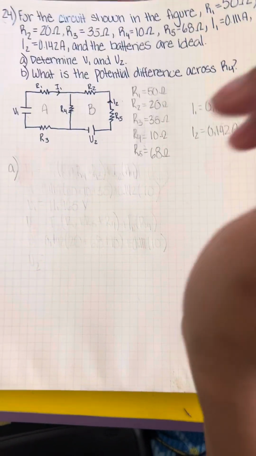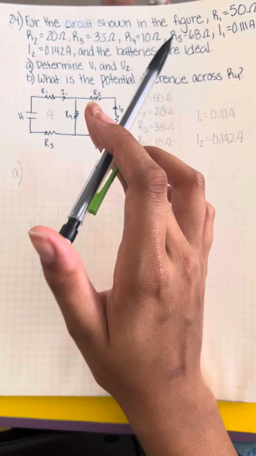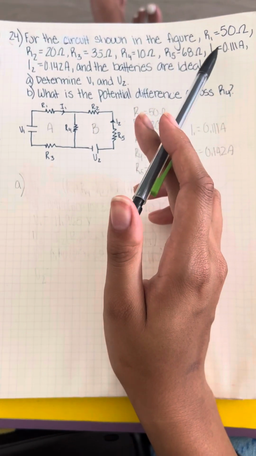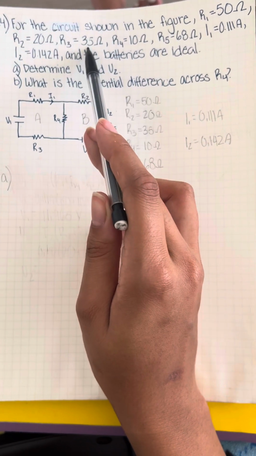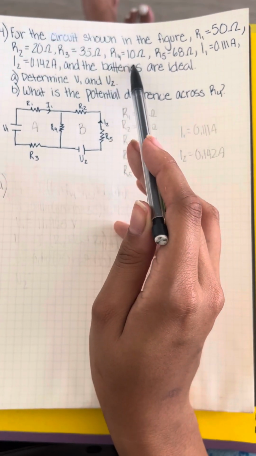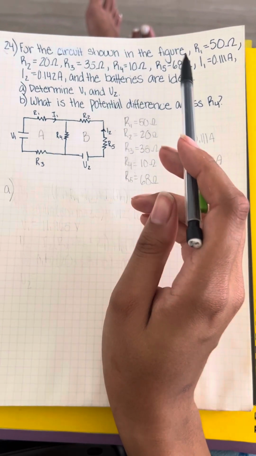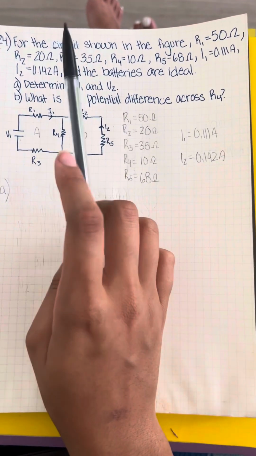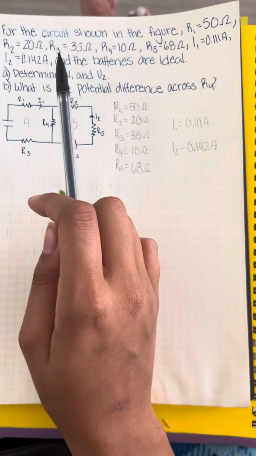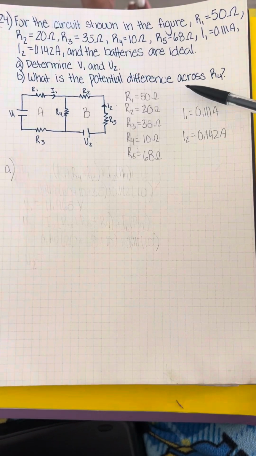But the question says that the current shown in the figure for resistor 1 equals 50 ohms, resistor 2 is 20 ohms, resistor 3 is 35 ohms, resistor 4 is 10 ohms, resistor 5 is 68 ohms, and then current 1 is 0.111 amps and current 2 is 0.142 amps, and the batteries are ideal.